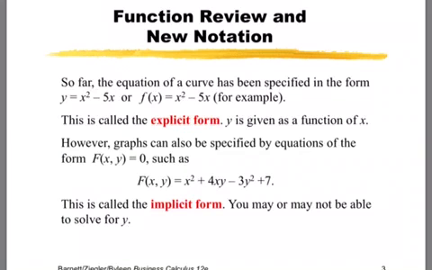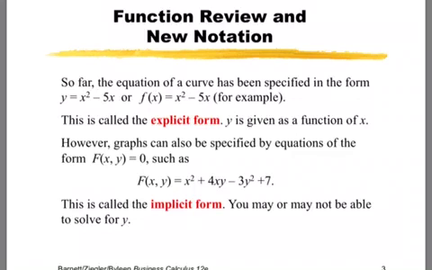First, we want to look at function review and new notation. So far, the equation of a curve has been specified in the form of y equals x squared minus 5x, or f of x equals x squared minus 5x. This is called explicit form. Y is given as a function of x. So before, when we looked at equations, they were always in explicit form because we always had y written as a function of x, or f of x, which is the same thing.